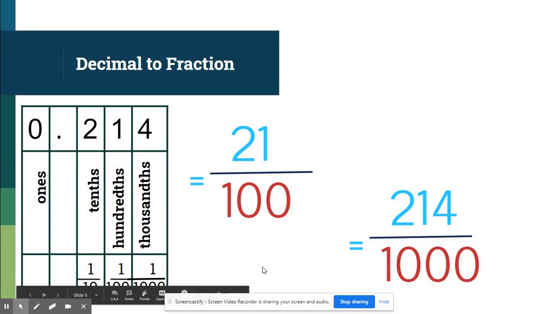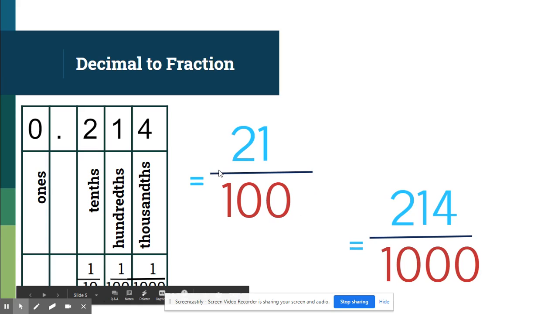Then, if I have a decimal and I want it to be a fraction, this is what I just kind of talked about on the last slide, but I wanted to make it really, really clear. If my decimal is 0.214, the 2 is in the tenths place, which is like 1 out of 10, the 1 is in the hundredths place, 1 out of 100, and the 4 is in the thousandths place, which is like 4 out of 1,000.